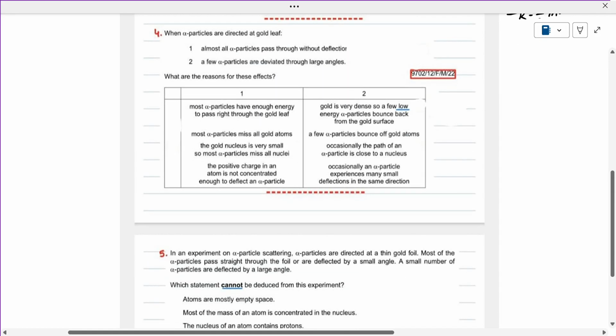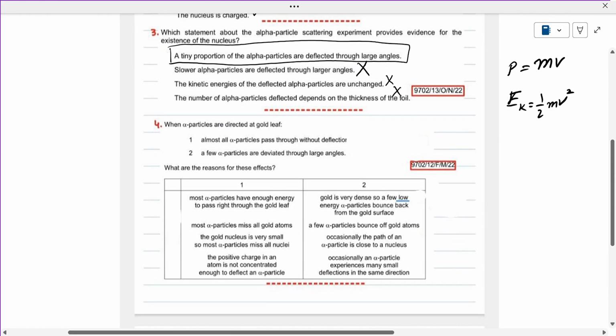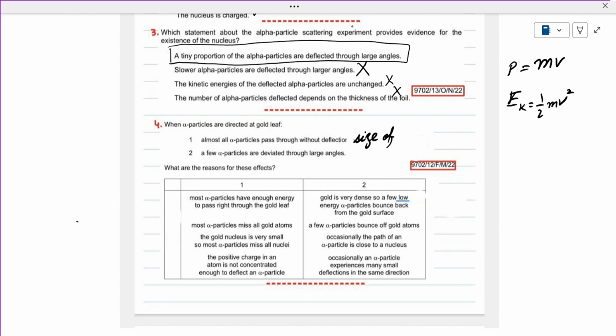When alpha particles are directed at a gold leaf, almost all the alpha particles pass through without deflection. So it is discussing the size of the nucleus, and a few particles are deviated through large angles, which represents the mass of the nucleus. So here, what are the reasons for this effect? We have to see where the size and the mass of the nucleus are discussed here.